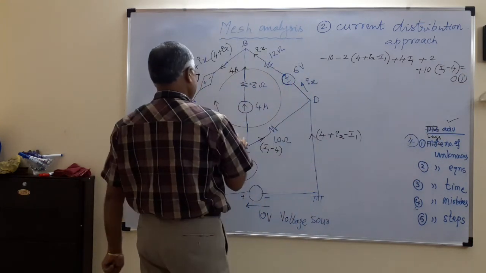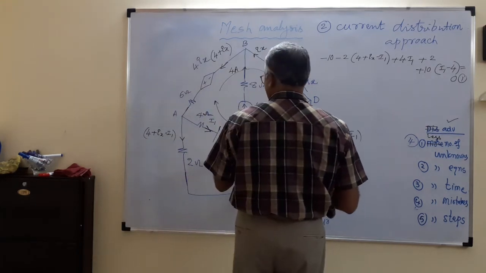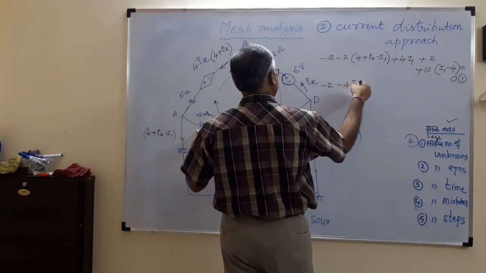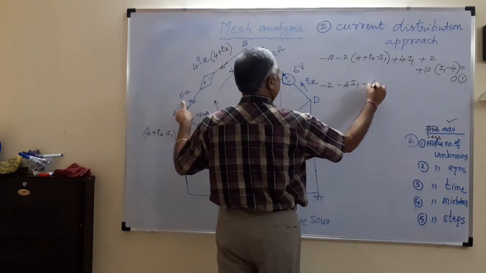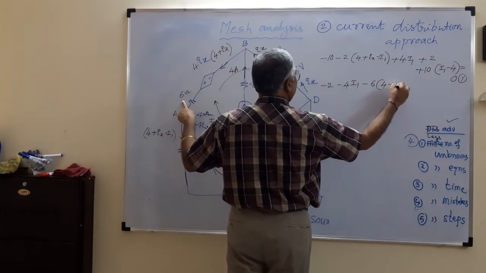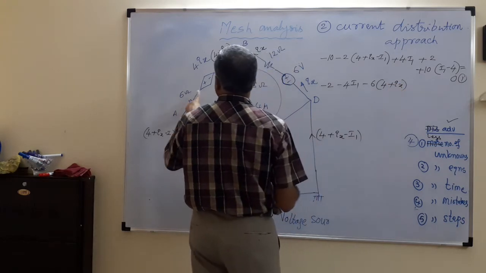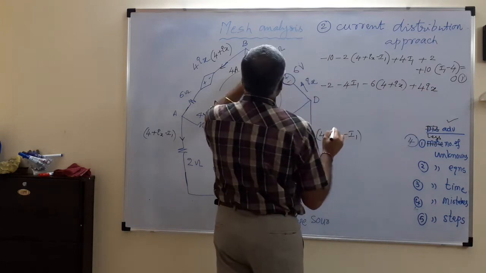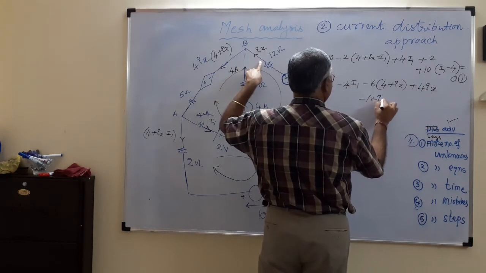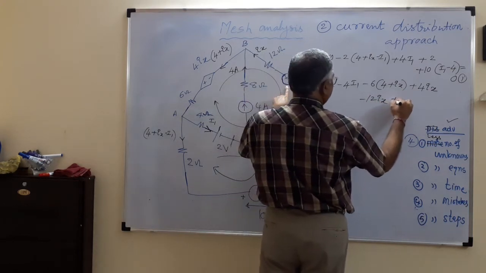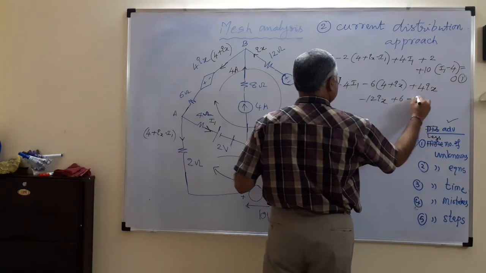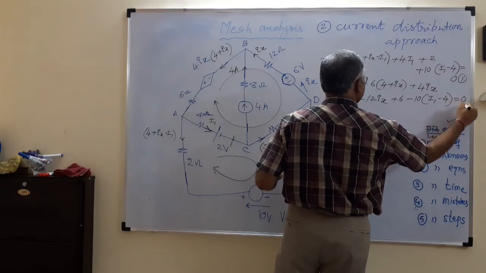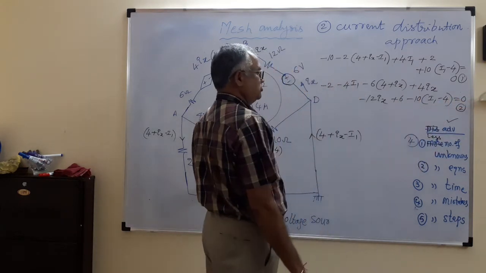Second is super mesh. If we start here: minus 2, minus 4I1, minus 6 into (4 plus Ix), plus 4Ix, minus 12Ix, plus 6, minus 10 into (I1 minus 4) equal to 0. Second. Two unknowns, two equations.